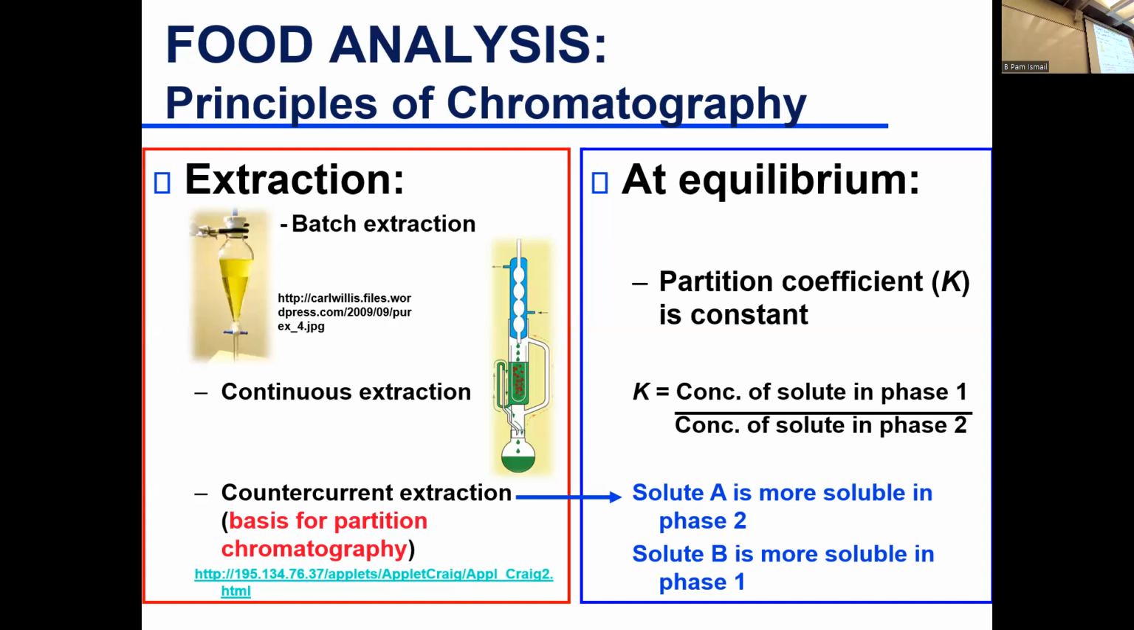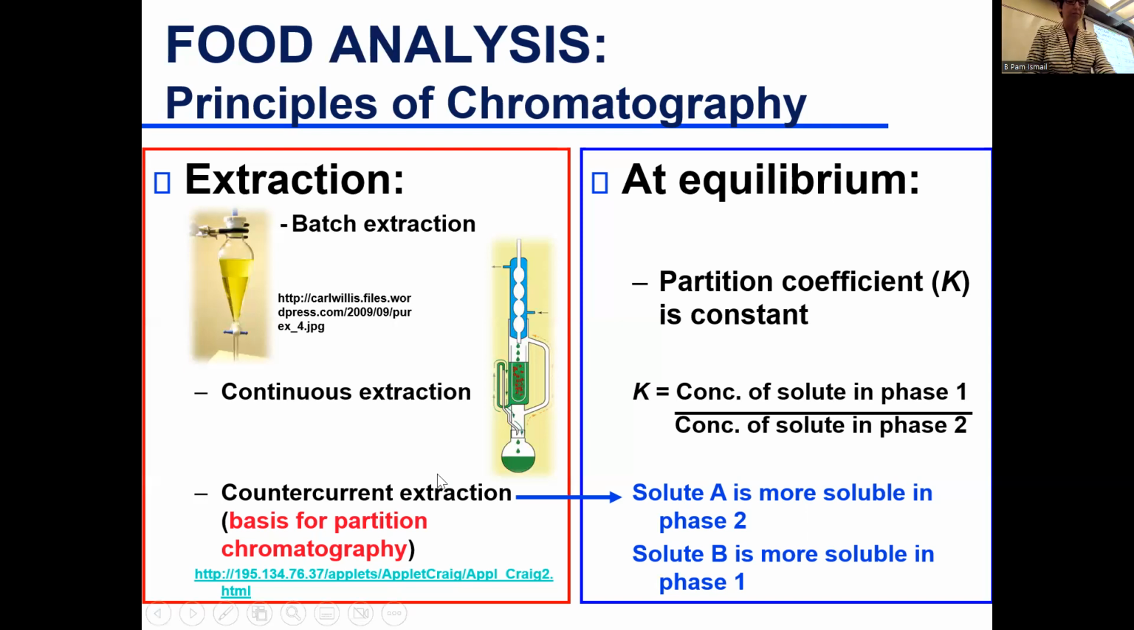Yes. B? Because it will have higher concentration in its market. Yes. So B is going to move faster and have less affinity to the stationary phase, and then will separate and leave faster than solute A. And I will demonstrate this.